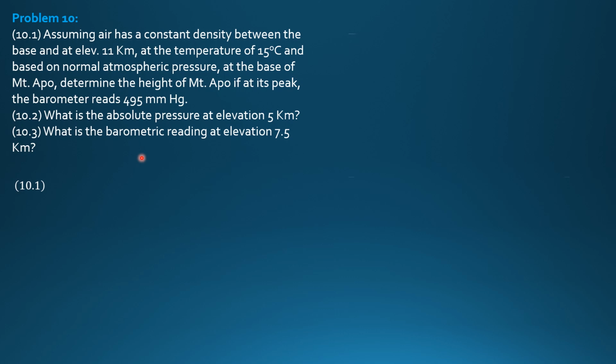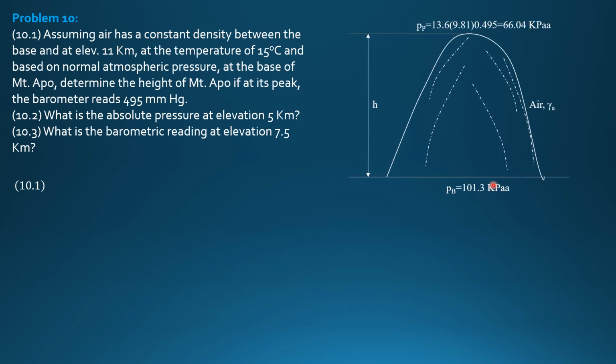So let's have the figure to help analyze the situation. The base is at normal atmospheric pressure or barometric pressure, which is 101.3 kilopascals absolute. The peak has a barometric reading of 495 mm of mercury column. So the pressure there is 13.6, specific weight of mercury, 13.6 times 9.81 times 0.495. So that's why we have 66.04 kilopascals.